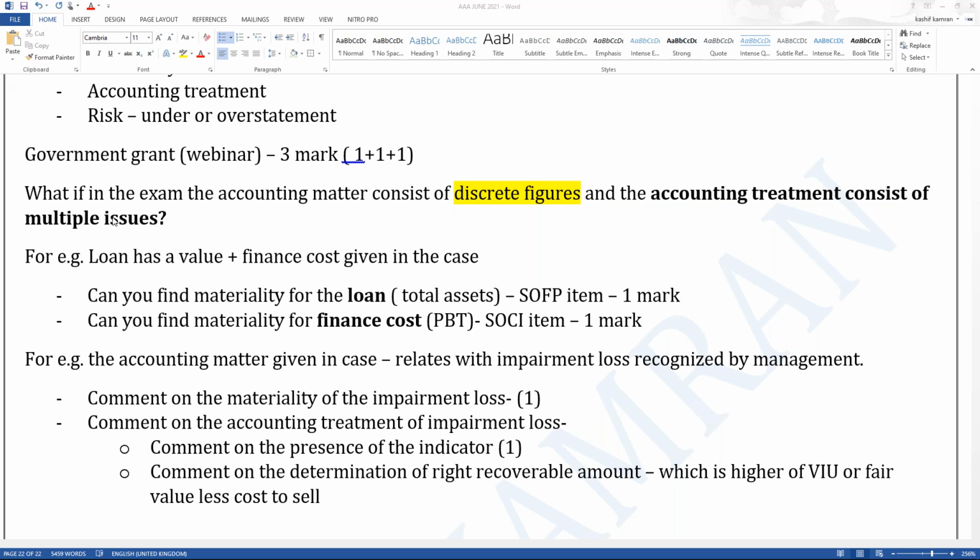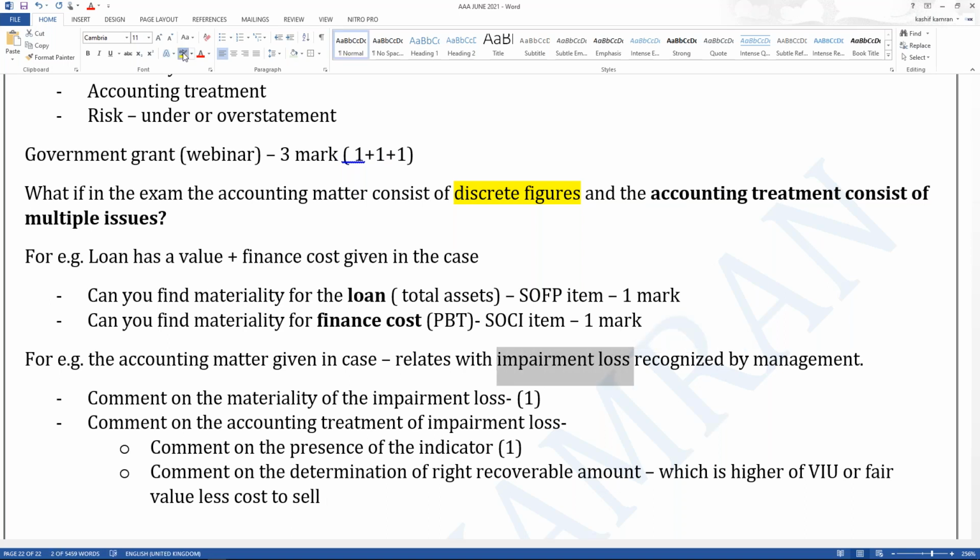So you comment on the determination of the right recoverable amount, which is the higher of the value in use or fair value. What if the management has taken it at the lower? Or what if the management has determined the value in use wrongly? Or what if the management has determined the fair value wrongly? Will that result in a wrong impairment loss recognized? Will that result in an understatement of an impairment loss?